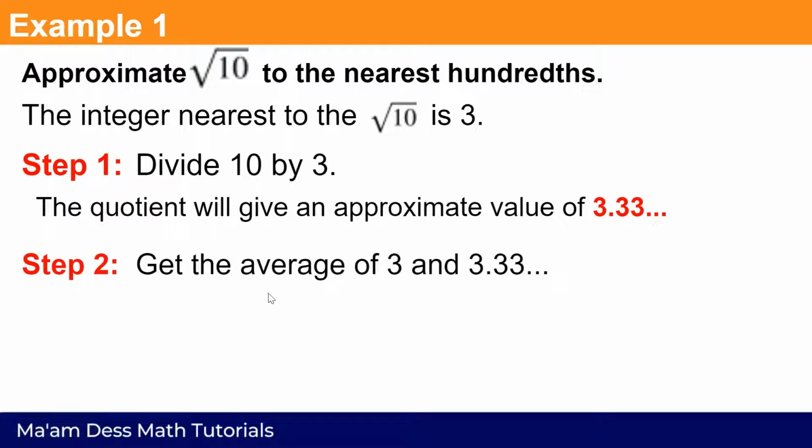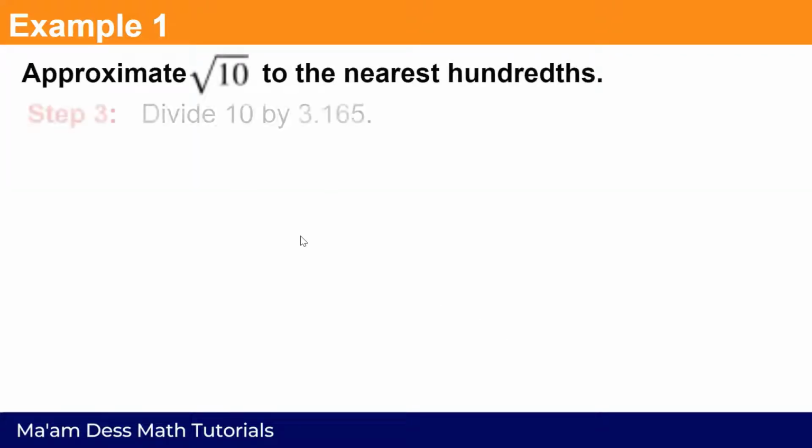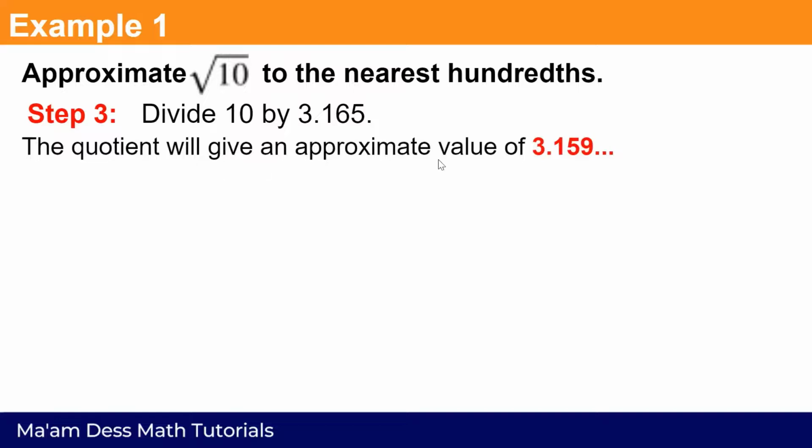Pag sinabi po nating average, add and divide. Since we have two numbers, 3 and 3.33, so add tapos divide it by 2. Ang sagot, 6 and 33 hundredths divided by 2, we have 3.165. Proceed tayo sa step 3. Divide 10 by 3 and 165 thousandths. The quotient will give an approximate value of 3 and 159 thousandths.